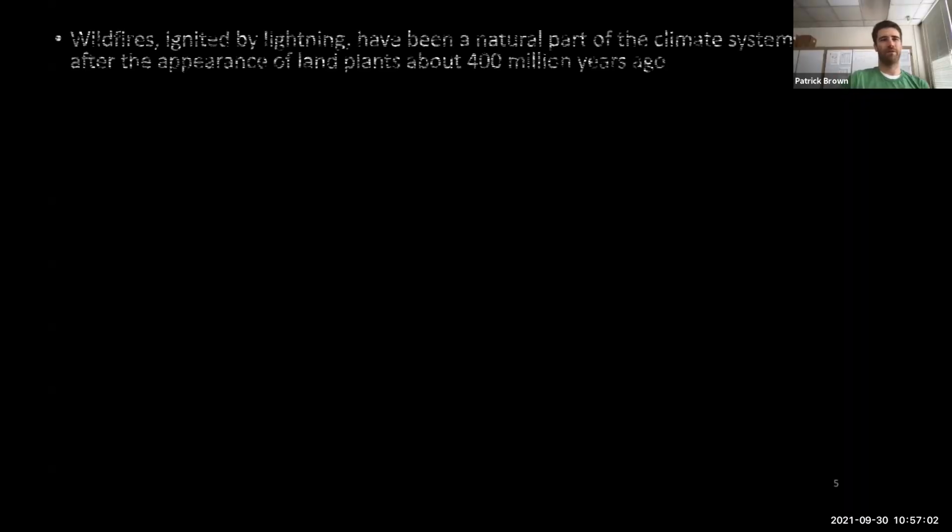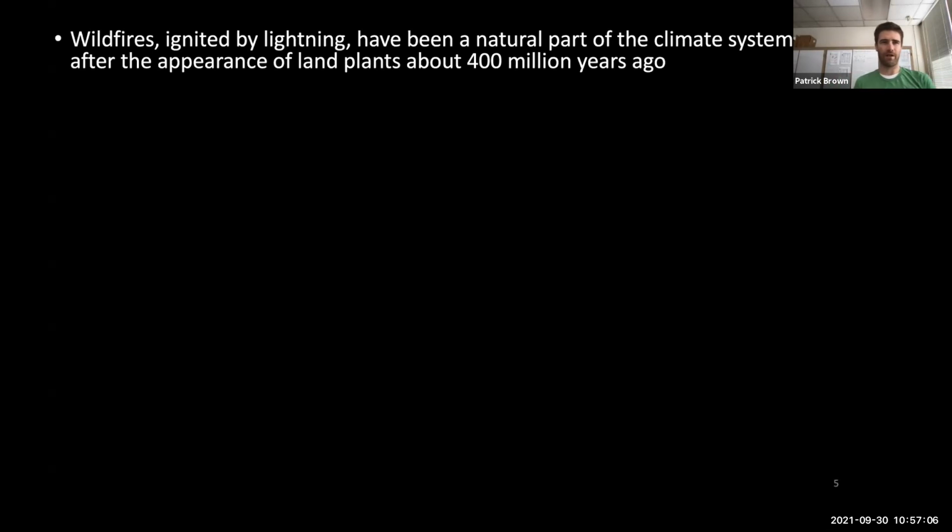Zooming way out, very introductory remarks here. Wildfires are a natural part of the Earth system for the last 400 million years. Since there have been plants on the surface of the planet, there have been wildfires. And so the natural occurrence of wildfires is generally ignited from lightning.